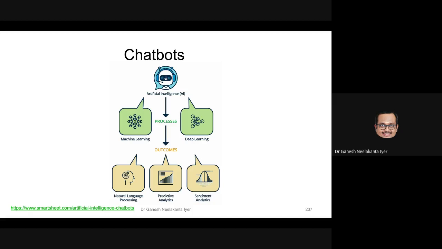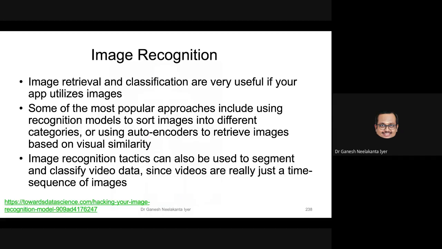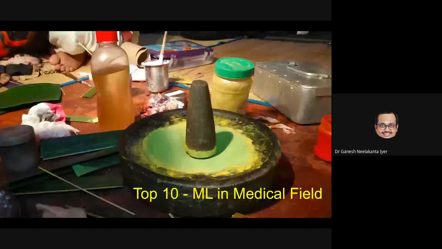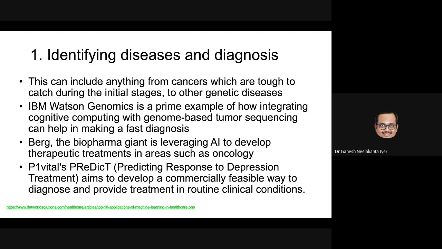So your algorithm has to process huge amounts of data, do data analytics, and apply machine learning algorithms to finally form this AI solution of a chatbot. Image recognition is used by your social media, and in marketing research. So let me take this extended example of the top 10 machine learning examples in the medical field, because they are so important.